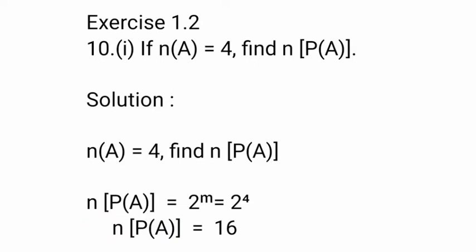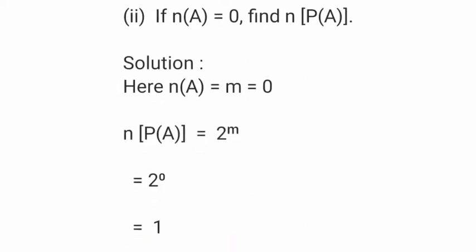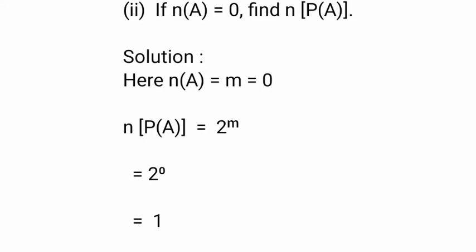Now m equal to 4. Substitute m equal to 4, that equals 2 power 4. Therefore, we write 2 four times. 2 into 2 into 2 into 2, that equals 2 2s are 4, 4 2s are 8, 8 2s are 16. n of P of A equal to 16. Can you understand? Okay.